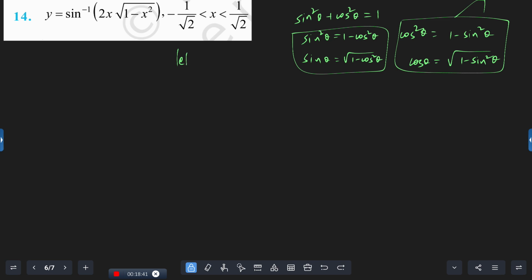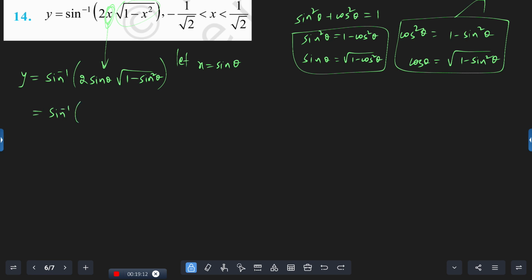So let x is equal to sine theta. After taking theta, what will the question be? Sine inverse of 2x, where x is sine theta, and square root of 1 minus x square, where x means sine square theta. Have you noticed it? Wherever we have x, I'm just replacing with sine theta. Understand?